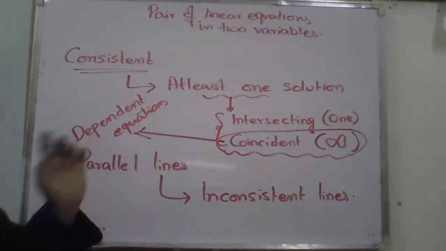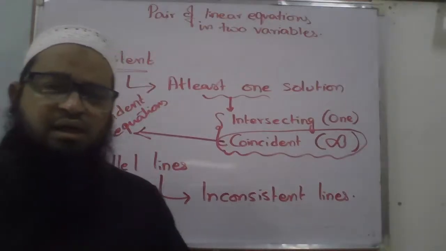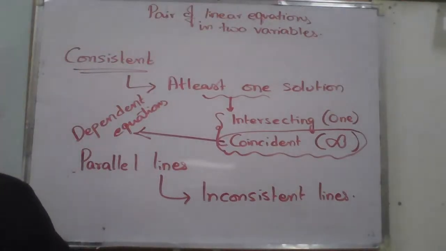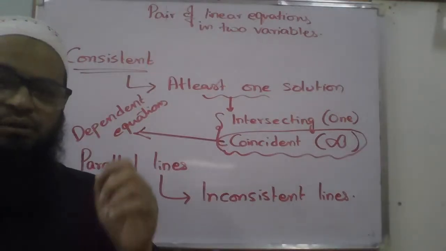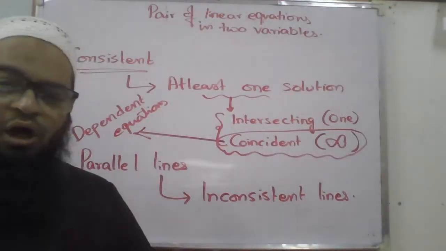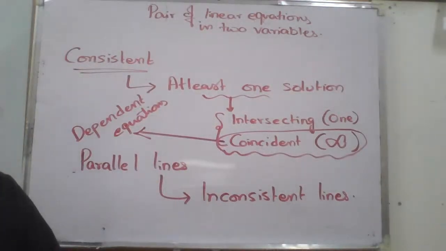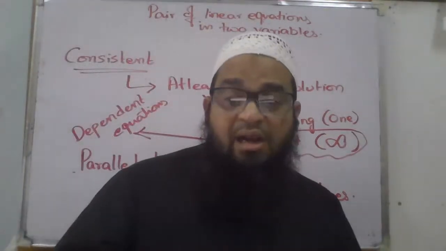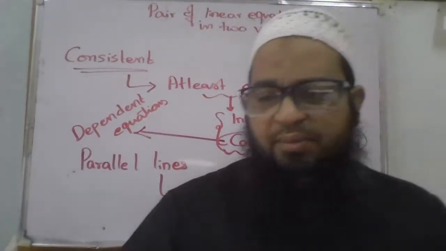Yes, understood now. What are consistent lines? Consistent are those which have at least one solution. That means even one solution or infinite solutions, right? And parallel lines, they don't have any.